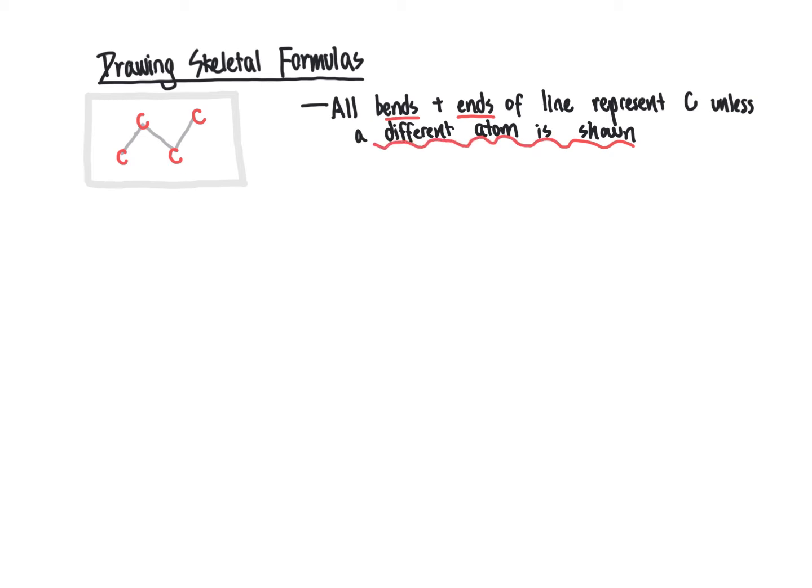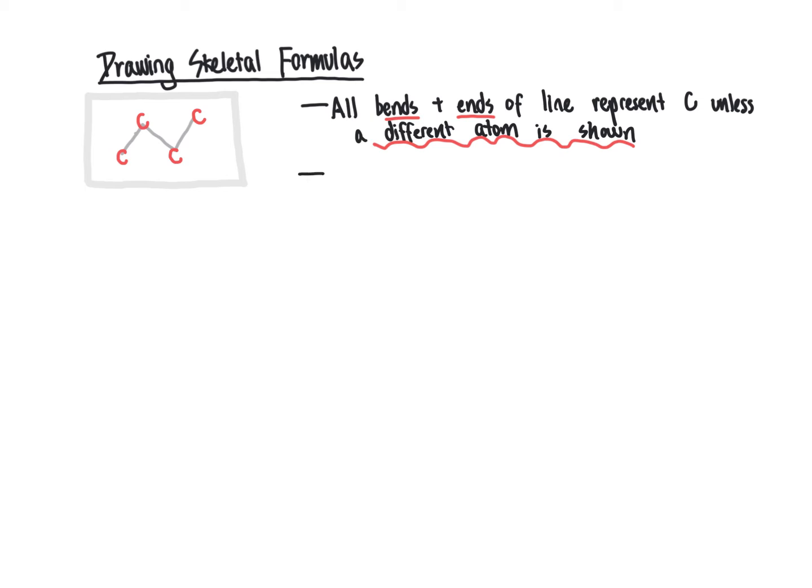So if there was another atom instead of the carbon, you would see it listed there. You see an O for oxygen, an N for nitrogen, an F for fluorine, etc. And that would tell you that at the end of the line, rather than there being a carbon atom there was instead one of those other heteroatoms. So all bends and ends of the line represent carbons. So based on interpreting this structure, we can determine there are 4 carbon atoms in total in this particular molecule that we have shown.